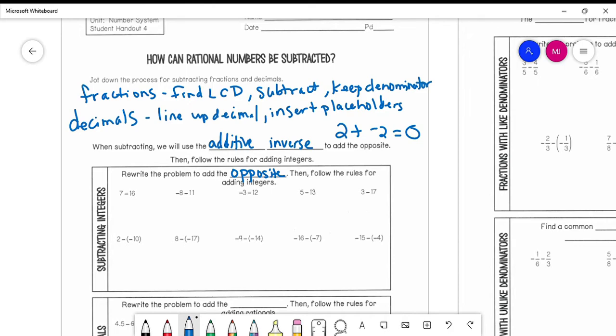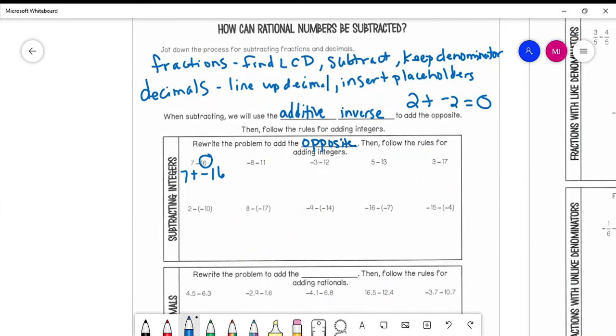So we're going to take 7 minus 16. Keep that first number the same, change subtraction to addition, and then do the opposite of that second number. So the opposite of 16 would be negative 16. Now we follow the rules for adding integers. So let's review what those rules are.